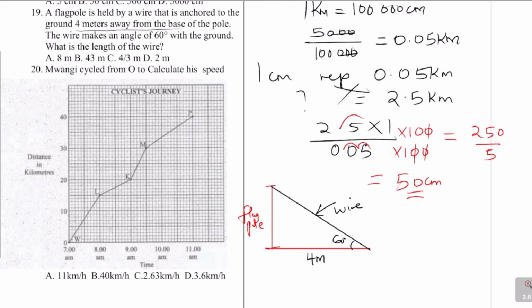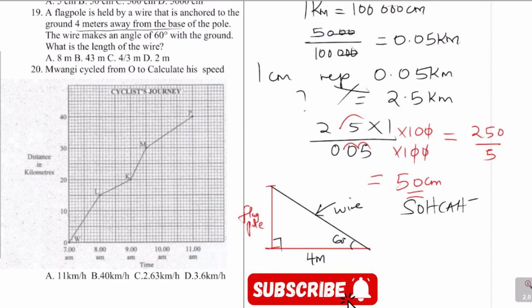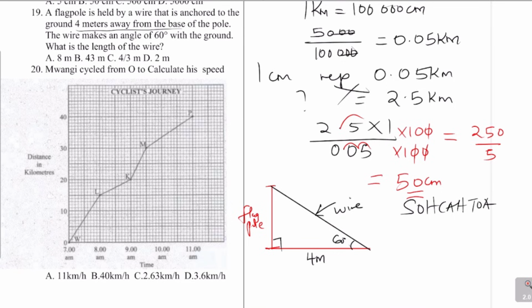After drawing that sketch, you notice that this one will form 90 degrees. That will be perpendicular. So you need to now calculate the length of the wire. For this one, remember SOHCAHTOA, the trigonometric ratios. You need to know which one is suitable here. Is it sine, cosine, or tangent? Look at what you're given. The adjacent is given, so you can use either tangent or cosine. Let me use the tangent.